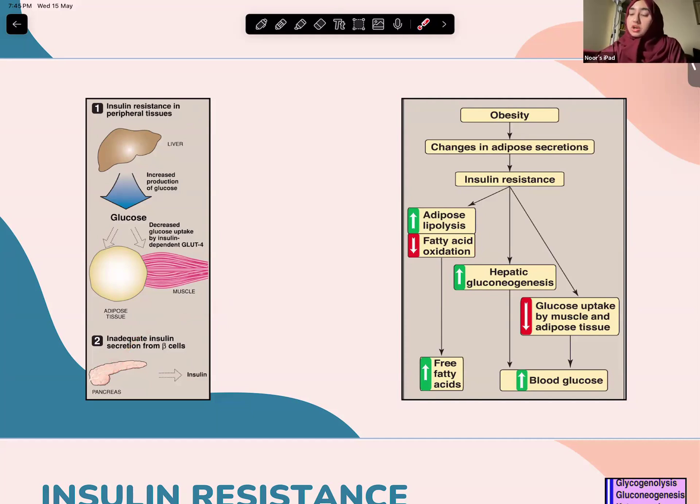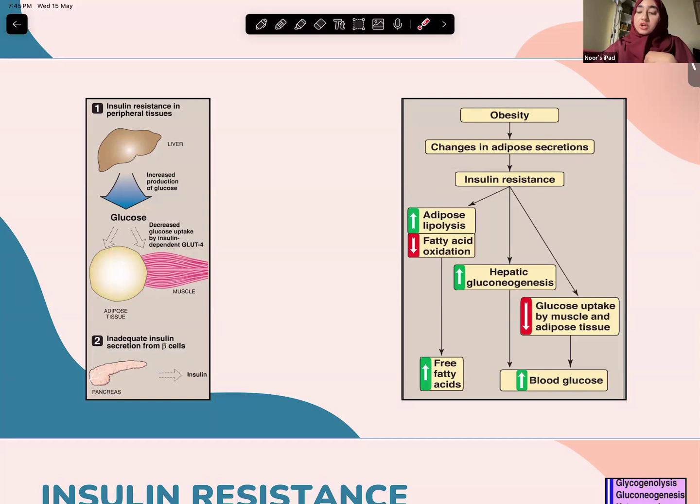Now, talking about obesity, one of the main factors as to why type 2 diabetes is very prevalent is because of obesity. Of course, obesity means being overweight. Now, what does obesity do? Obesity changes secretions in the adipose tissue. Now that causes insulin resistance. Okay, type 2 diabetes is mostly about insulin resistance.